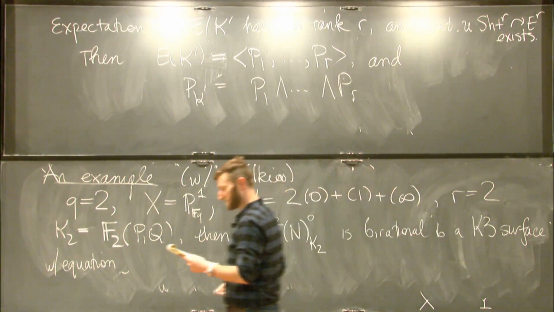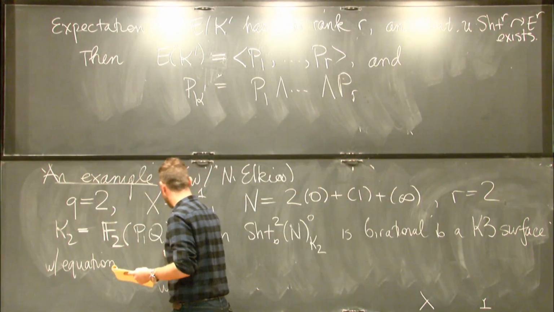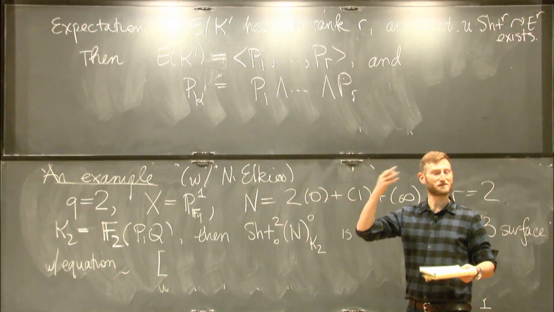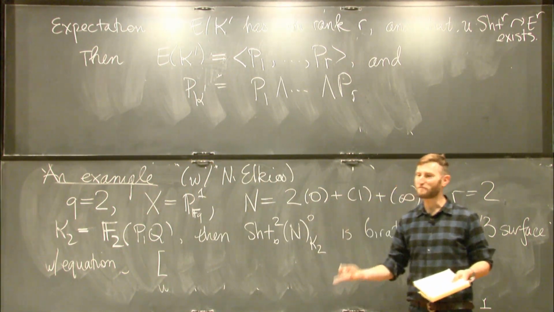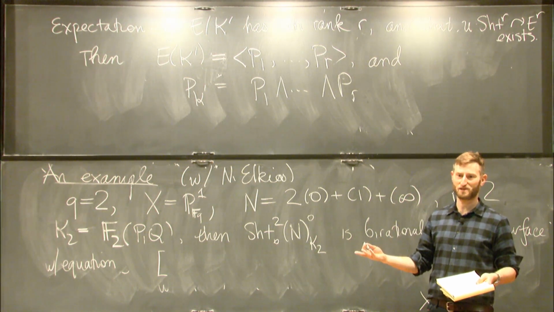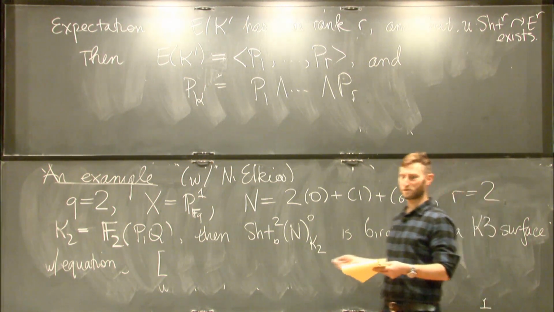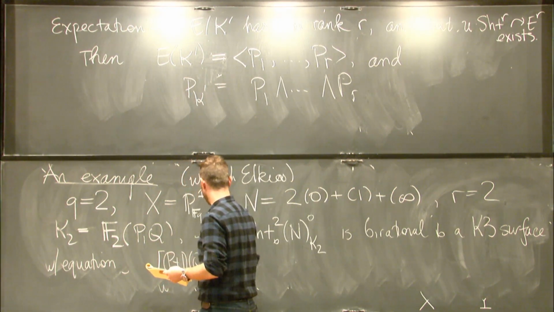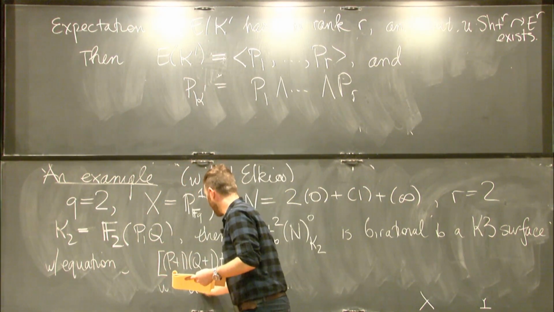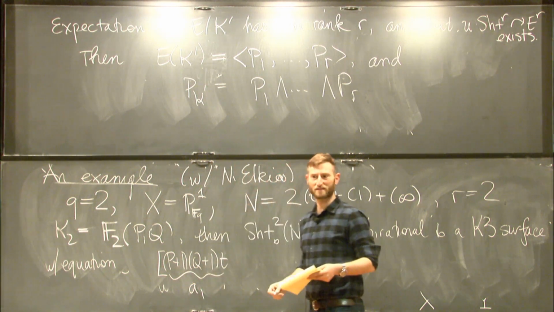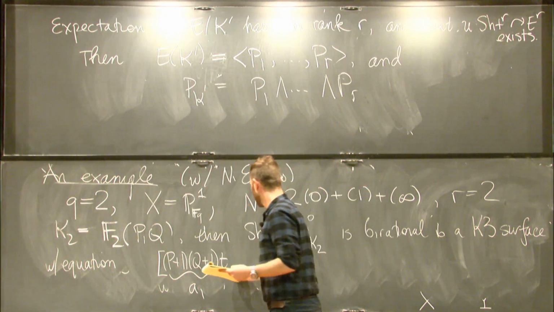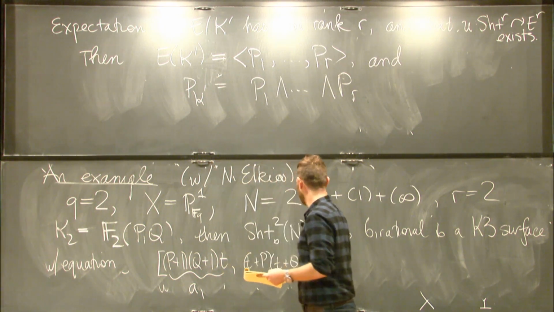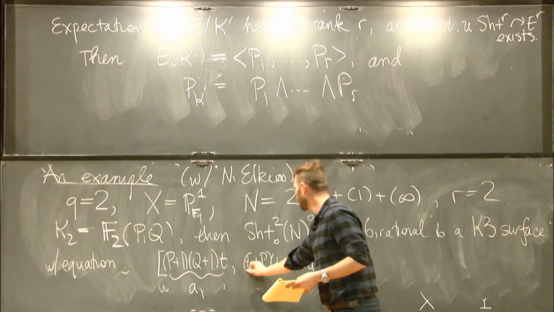And the equation for this is as follows. It's an elliptic surface. So it's an elliptic curve. And do you know how to write down an elliptic curve? You need 5 parameters to write down the Weierstrass equation. Here are those 5 parameters. P plus 1, Q plus 1, T. That's my A1. Do you see where I'm going with this? All right. And then I'm going to take T plus P, T plus Q times A1. And that's my A2.